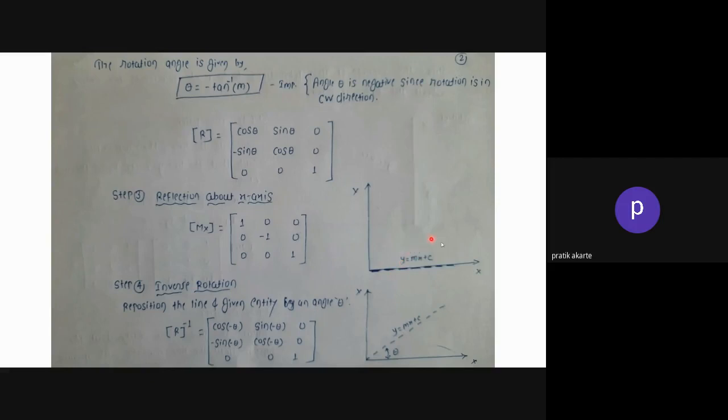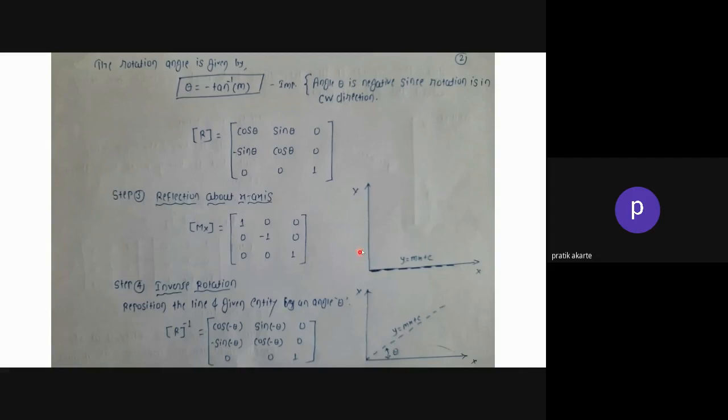Now we can reflect any entity which is associated with the line along that line, that is along the x-axis, since the line and x-axis are coinciding. So we use reflection about the x-axis, with the transformation matrix 1 0 0, 0 minus 1 0, and 0 0 1. Okay, now our job is done for the reflection of any entity about the given line.